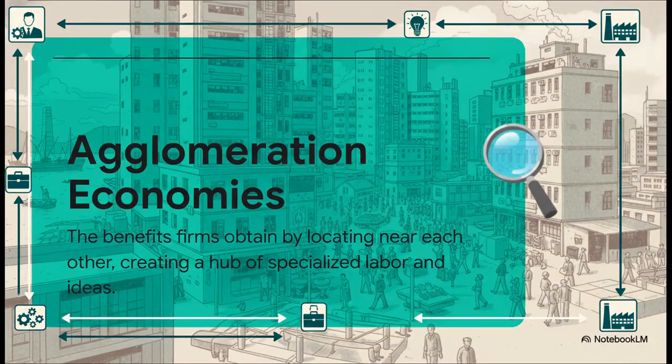And that key idea is called agglomeration economies. This is basically the huge advantage that companies get just by being physically close to each other. It creates this rich ecosystem, a deep pool of specialized talent, a super fast flow of new ideas, and a whole network of support services, all crammed into one place.